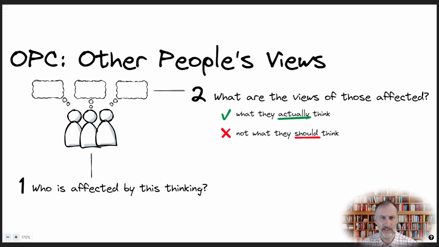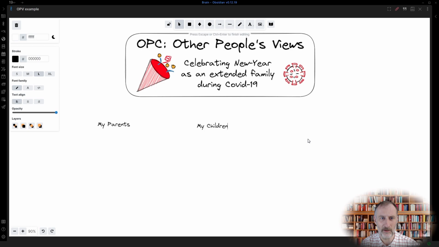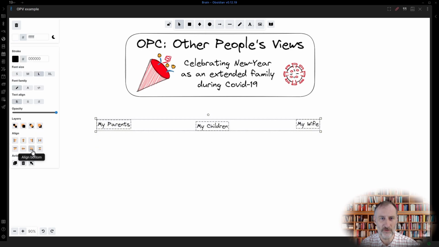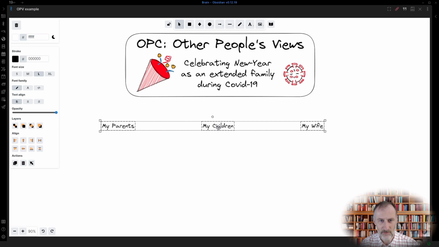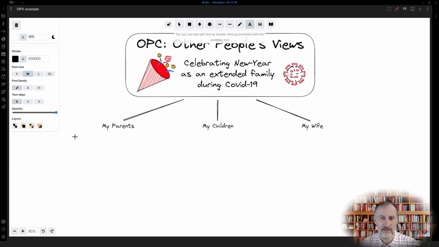The first step in an OPV is always to list the people or groups affected. The second step is to proceed group by group and imagine the views and thinking of each of these people. In some cases, the list of people could be very long. You have to be reasonable about this. Don't list those who are only slightly affected.